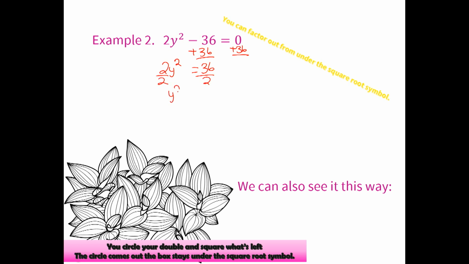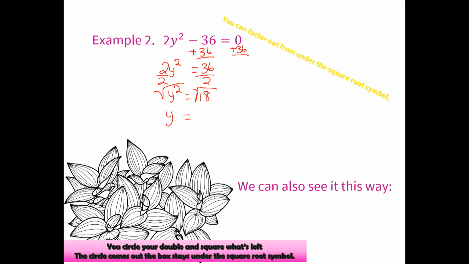So y squared equals what? 18. Good job. Still getting that y by itself. So what are we going to do? You got it. Square root on both sides. Whatever you do to one side of the equation, you do to the other. So y equals what? Well, is 18 a perfect square?